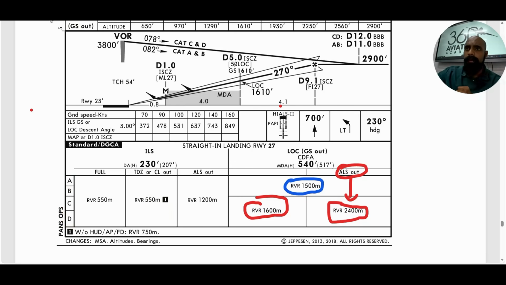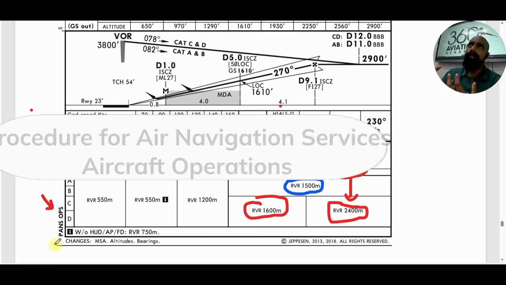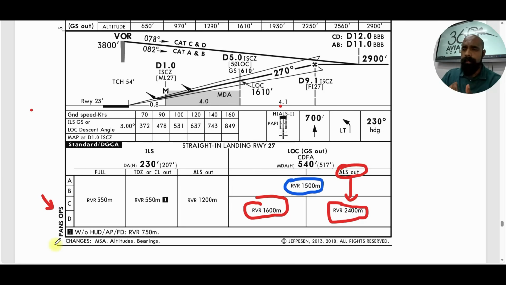Lastly, over here, this information here is called the PANSOPS, procedures for air navigation services, aircraft operations. That is the ICAO document referenced by Jeppesen to create all of this, right? So all these are standard terms. Your DA, your MSA, your TDZ, ALS, all these terms are defined by the International Civil Aviation Organization under this document called the PANSOPS. And Jeppesen is referencing this to create this approach chart, and also these approach categories A, B, C, D, and the speeds and all of that is standardized across the world.